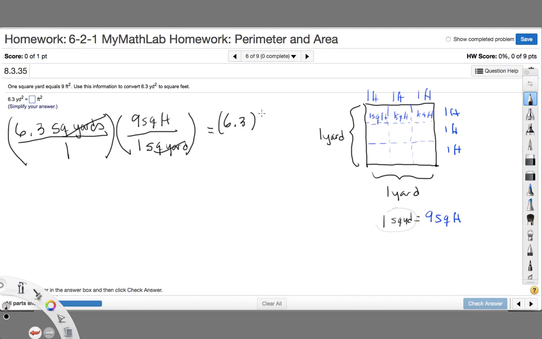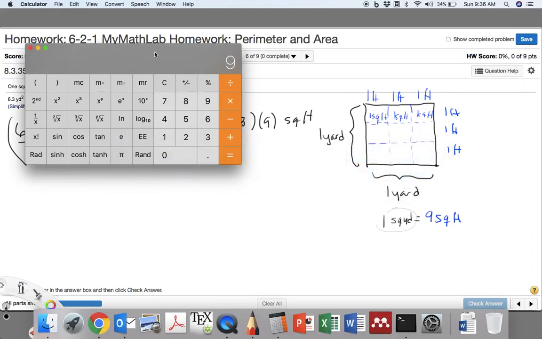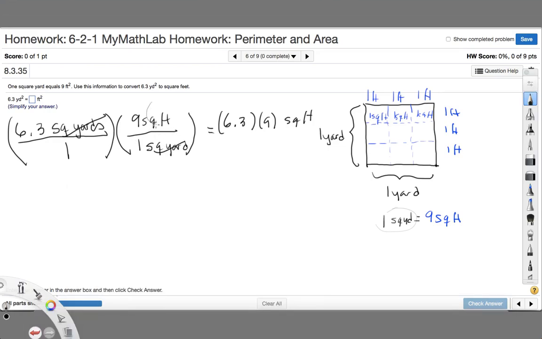6.3 multiplied by 9 square feet. So the nice thing about this approach is you don't have to really think too hard about, do I multiply, do I divide? It doesn't matter. You write down the appropriate conversion factor and then make sure that the units drop out and that you have the correct units. Notice that the only unit left is square feet, which is what I want.